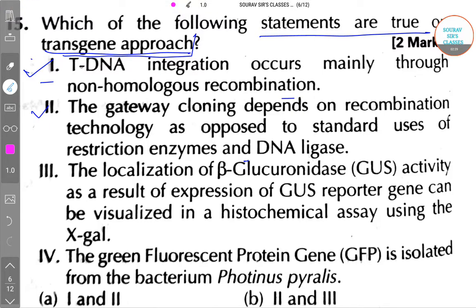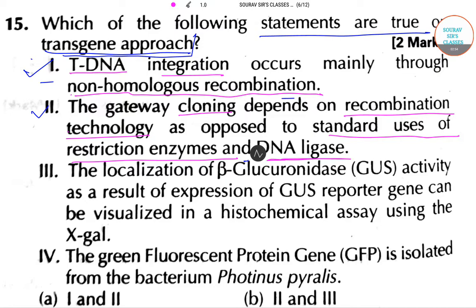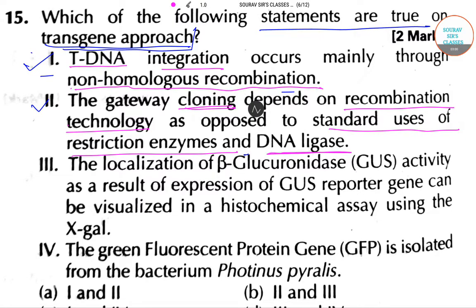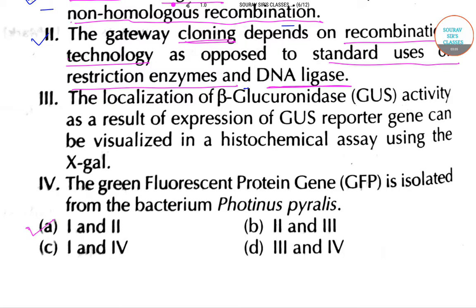Now tDNA integration occurs through non-homologous recombination, and the second one is the recombination technology of cloning. The standard use of restriction enzyme, that is important, and DNA ligase are the two things used in this cloning. Now let's see which will be the correct option. Option A, that is statement 1 and statement 2.